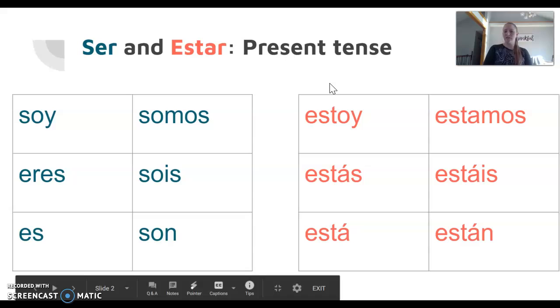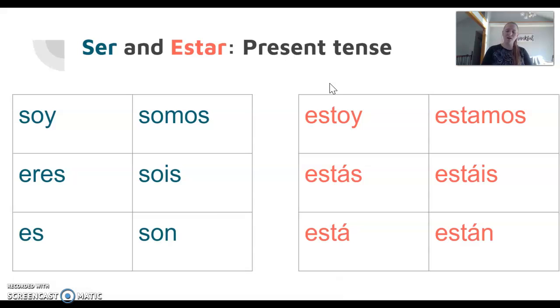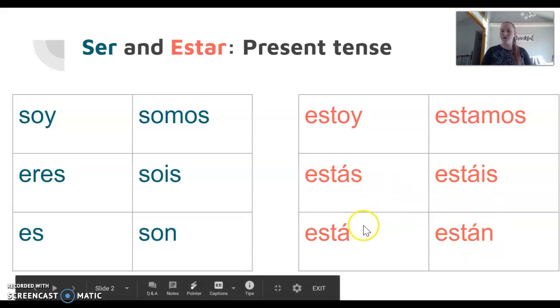Estar: estoy, estás, está, estamos, estáis, están. Accents all over the place on estar. You absolutely have to have these accent marks on the A's in estar. Otherwise, I will not give you any points for them.